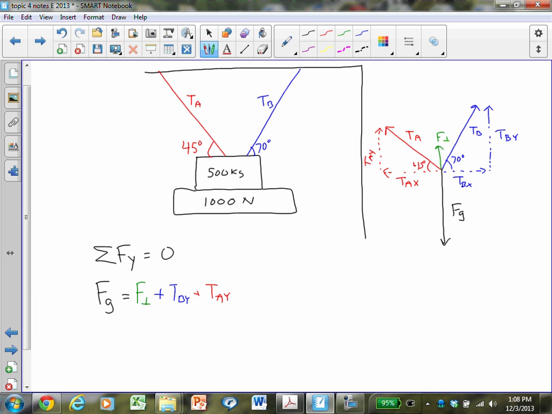For entertainment purposes? All right. How about some of the forces in the X direction? What's on the left? Elizabeth? There you go. And Mikhail, the other side? TBX. Good. All right. So now we have these sum of the forces.